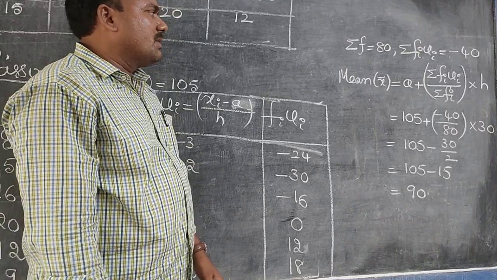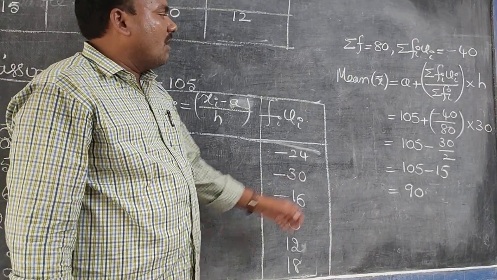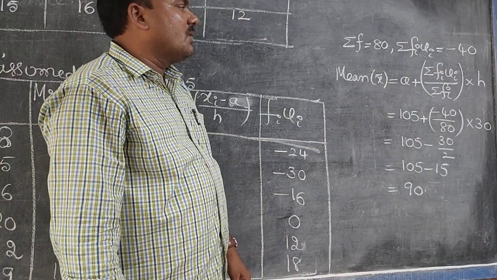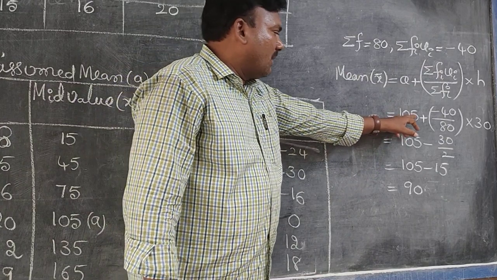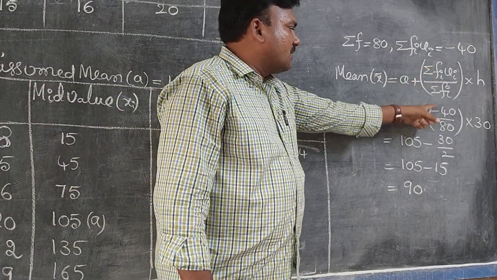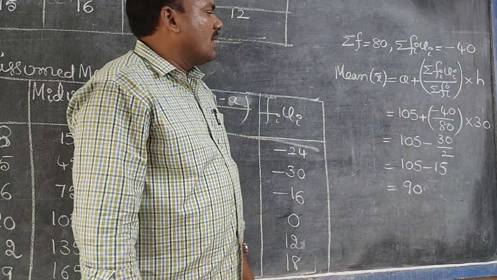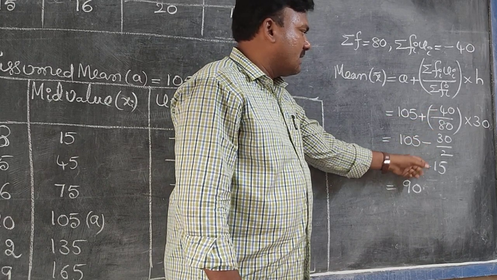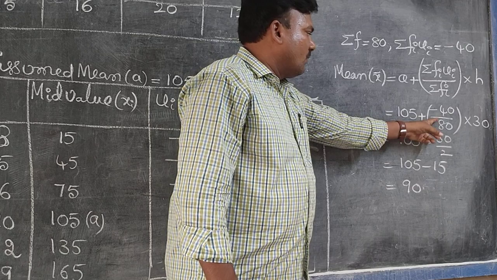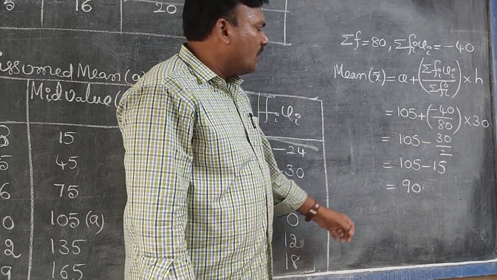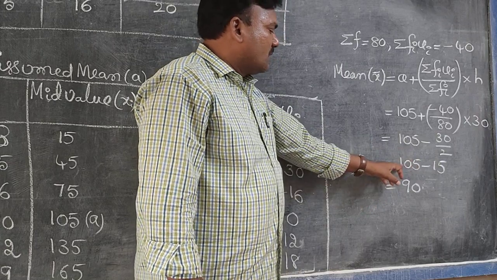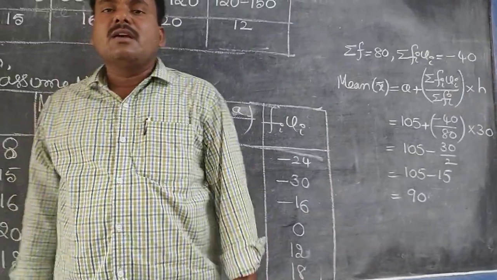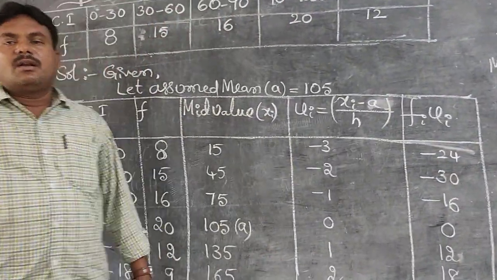By the step deviation method, the formula is mean x bar equals a plus summation fi ui by summation fi, into h. So a value 105 plus minus 40 by 80 into h value 30. 105 stays the same, plus minus, and 40 by 80 becomes 1 by 2. 1 by 2 into 30 is 30 by 2, which is 15. So 105 minus 15 gives 90. 90 is the mean of the given frequency distribution table.